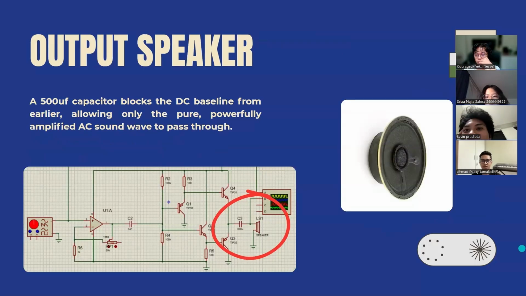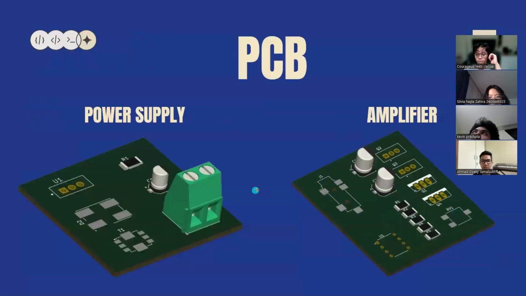Now is the last one, the output speaker. The speaker acts as the final output of the system by converting the amplified electrical audio signal into sound waves. So the amplified signals from the class AB amplifier are delivered to the speaker to produce clear audio output. The next.